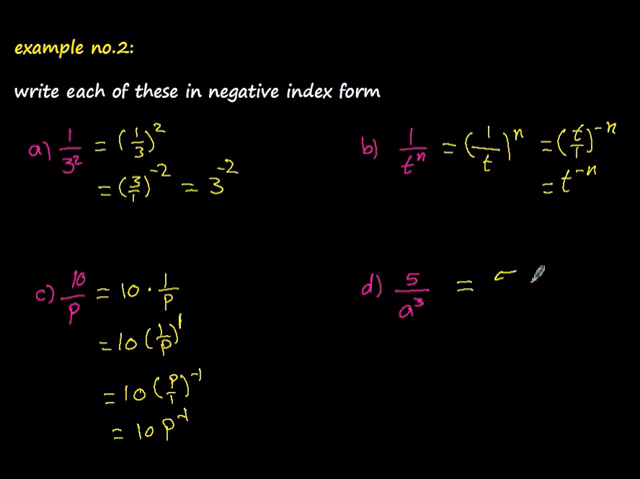It will be 5 times 1 over a to the power 3. Simply, without doing all these steps, I can say that it will be 5 times a to the power of negative 3. And we are done with all these examples.